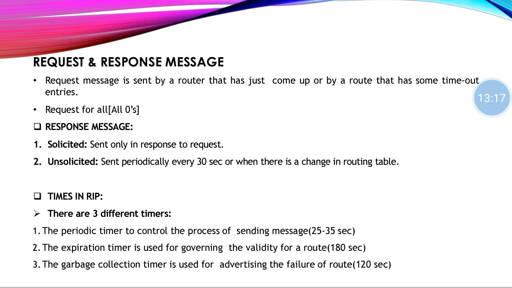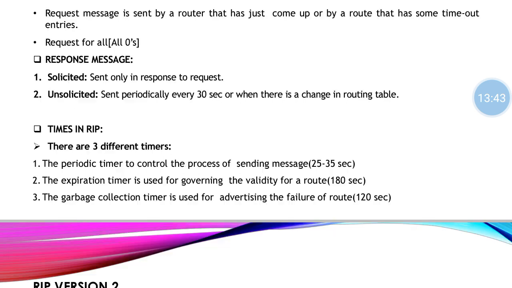There are 3 different timers. The periodic timer controls the process of sending messages, in the sense sending has to be done within 25 to 35 seconds. The expiration timer is used for governing the validity of a route, that is the route is valid for only 180 seconds. Garbage collection timer is used for advertising the failure of a route, and failure of a route has to be notified within 120 seconds. I hope the point is clear.